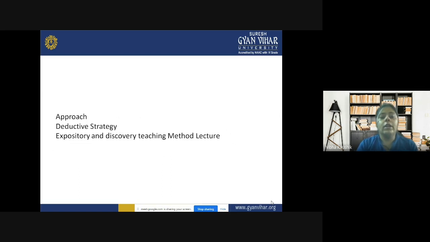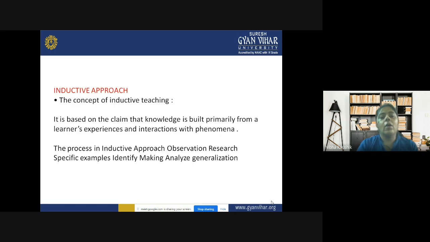Now, approach: deductive strategies, or the second one is exploratory and discovery teaching method, lecture. Now, inductive approach. The concept of inductive teaching. Inductive teaching is based on the claim, means inductive teaching is based on the assumption or claim that knowledge is built primarily from a learner's experiences. Means the knowledge which has been built is primarily based on the learner's experiences.